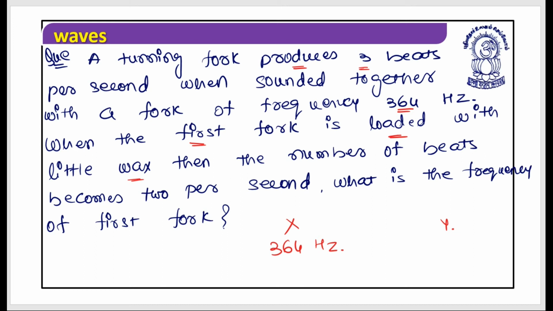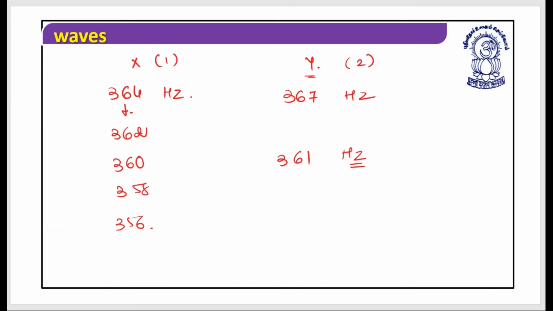So what is the frequency of the first fork? Yes, this is what is required. How will you do this?